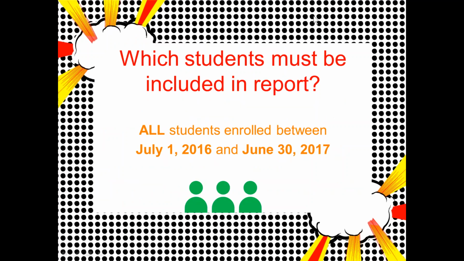Okay, so which students do you need to include in your report? You need to include all students enrolled between July 1st, 2016 and June 30th, 2017. In the past, and I'm not sure why, there's been some confusion about which students you need to report, and a lot of people call thinking that you only need to report students that are funded through a WorkSource program, but that is not true. You need to include all students, including private pay students, not just the ones that are funded through WorkSource.